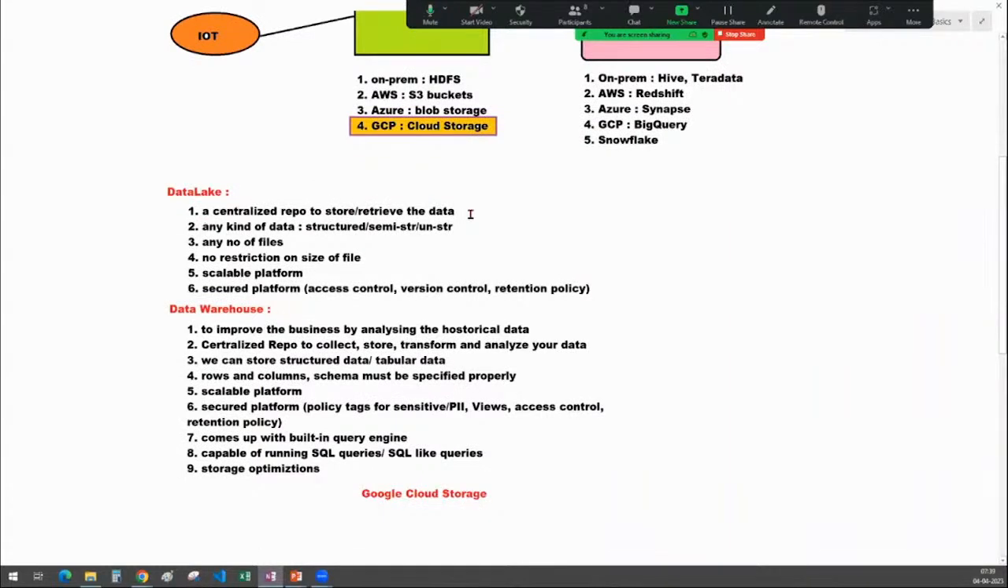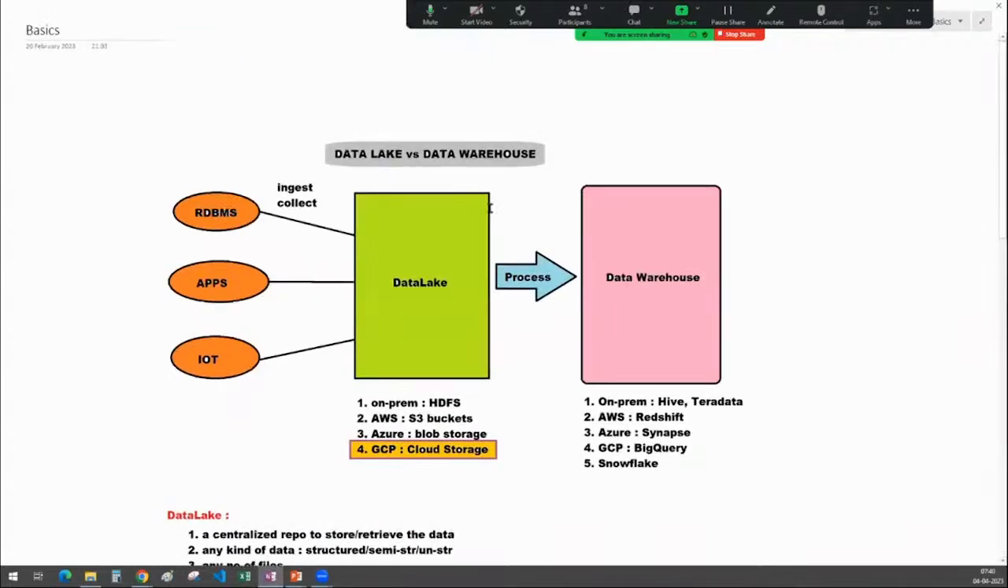And what kind of data can we store, guys? Any kind of data we can store here. Okay, and do we have any restriction on the number of files that we can store here? No, there is no restriction on the number of files that we can store in the data lake. Okay, and it is a scalable and secured platform, right? So this is the definition of a data lake.